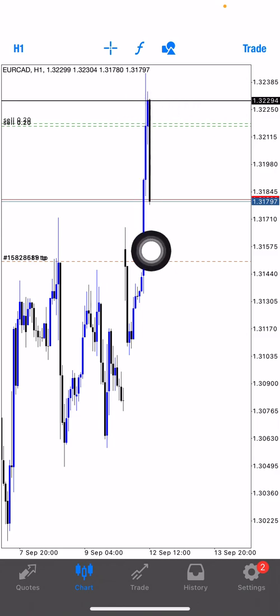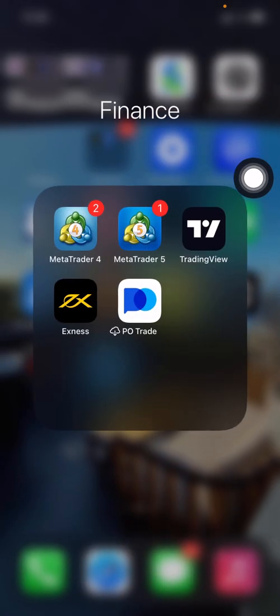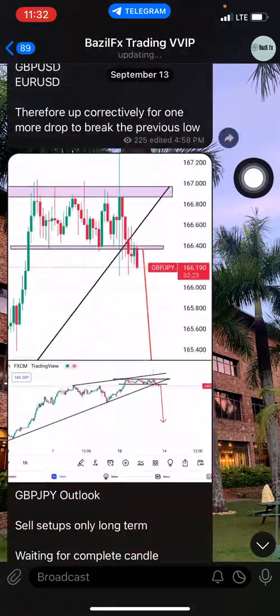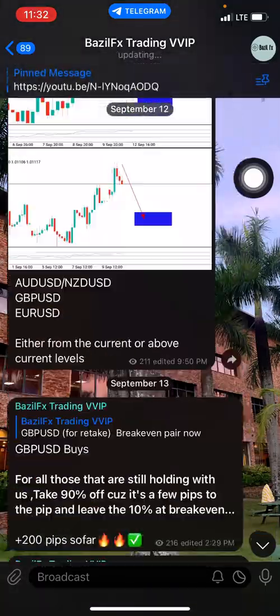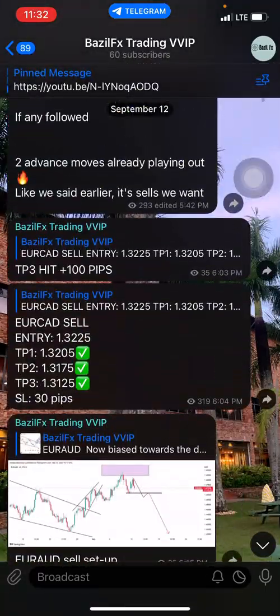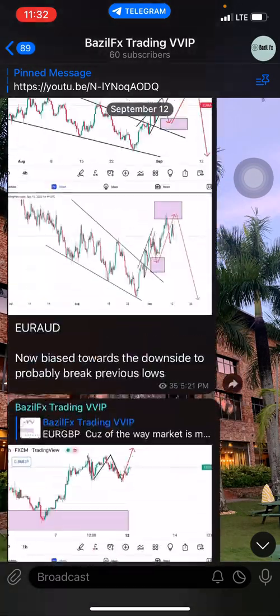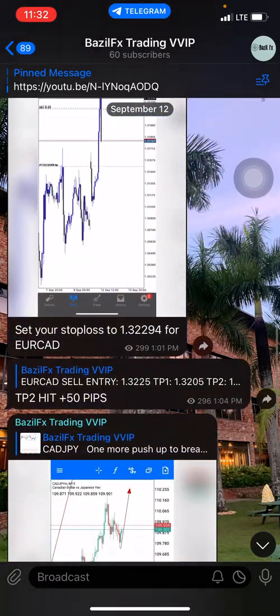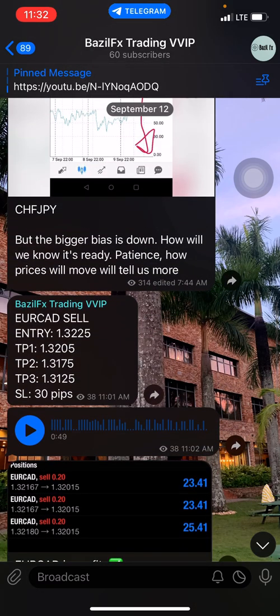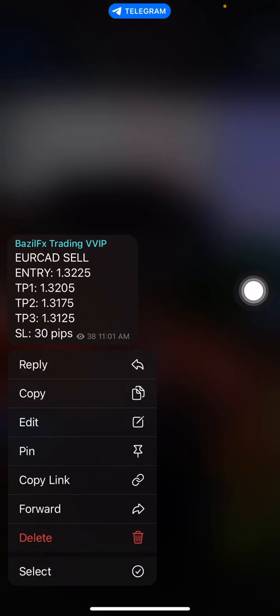Then when price kept on coming down, I told everyone to move their stop loss just below. I can even show you here in my VIP. I shared the same information, everyone received the same information, and we made money. So this was the trade, as you can see.